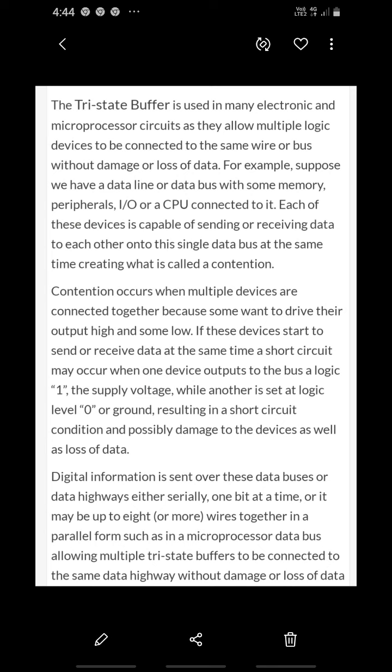If these devices start to send or receive data at the same time, a short circuit may occur when one device outputs to the bus a logic 1, the supply voltage, while another is set at a logic level 0 or ground, resulting in a short circuit condition and possible damage to the device as well as loss of data.